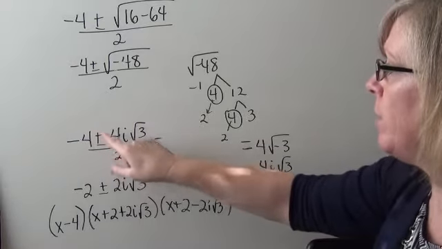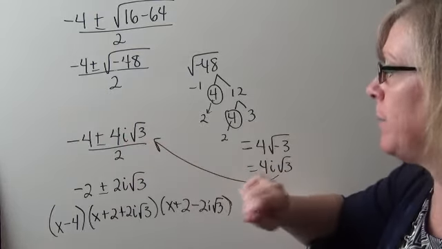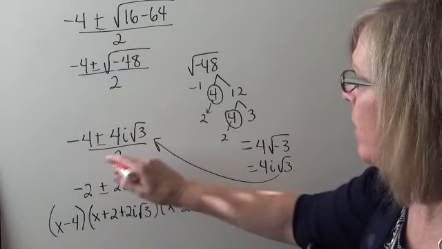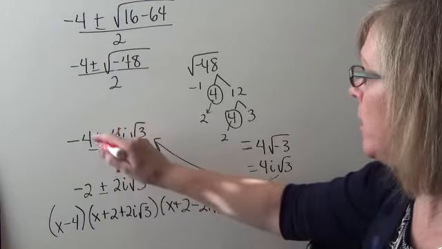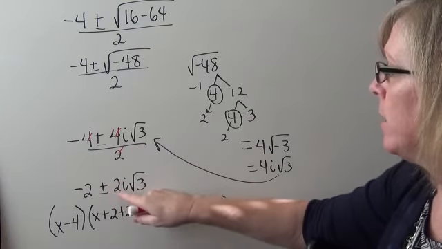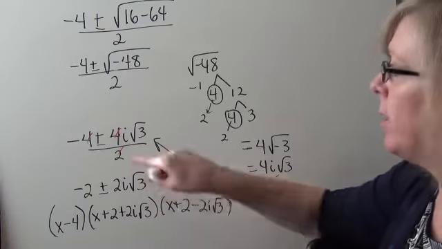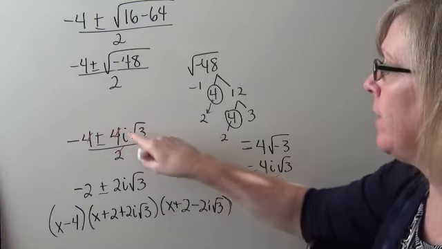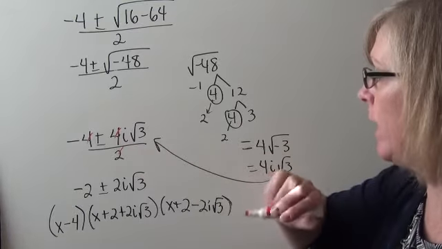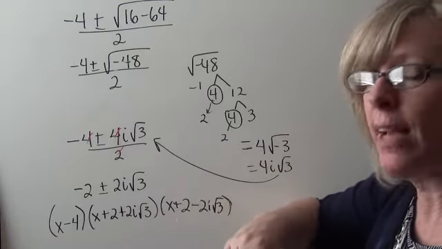So now I have negative 4 plus or minus 4i times the square root of 3. Well, looks to me like I have a 2 here, and a 2 here, and a 2 here, so I can call that negative 2 plus or minus 2i times the square root of 3. In other words, just like any fraction, if it's in every one of the terms, I can divide that 2 out. Okay? How would that look once I've actually factored it?